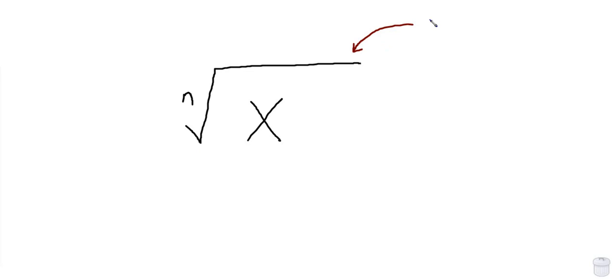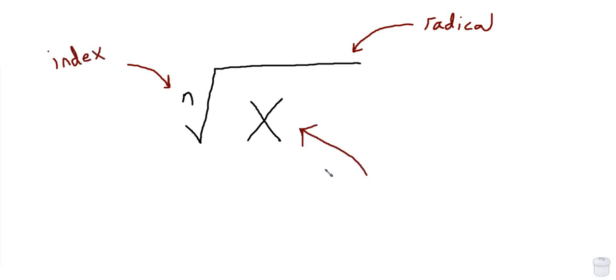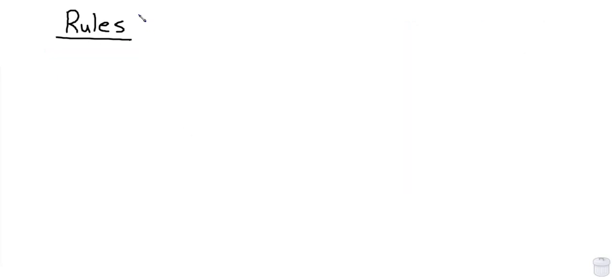So this right here, we got our radical sign. And this number that's right over here in the notch of that radical sign, that's called the index. And underneath that radical sign is what we call the radicand. We have our index, the radical sign, and then the radicand. Okay, so let's talk about some rules that we need to know.